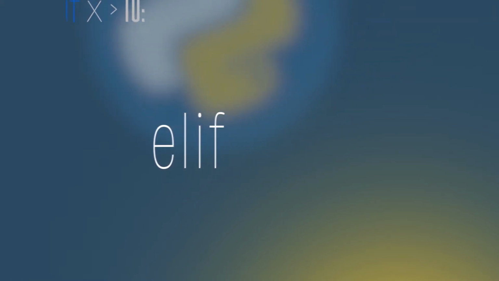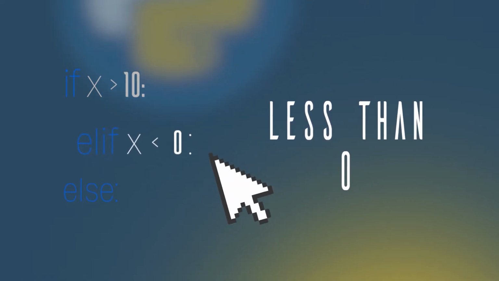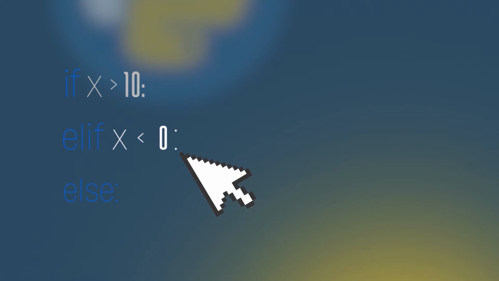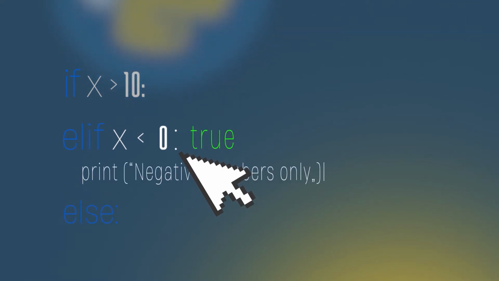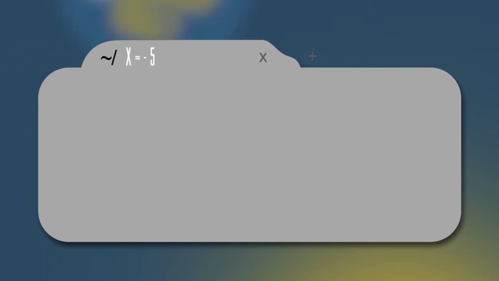Let's add one more condition where we want to check if the number is less than 0. In this case, we would write elif x, the operator less, and the number 0. If this condition is true, we will print negative numbers only. Let's see one example in the code above. Let's suppose that x stores the value -5.